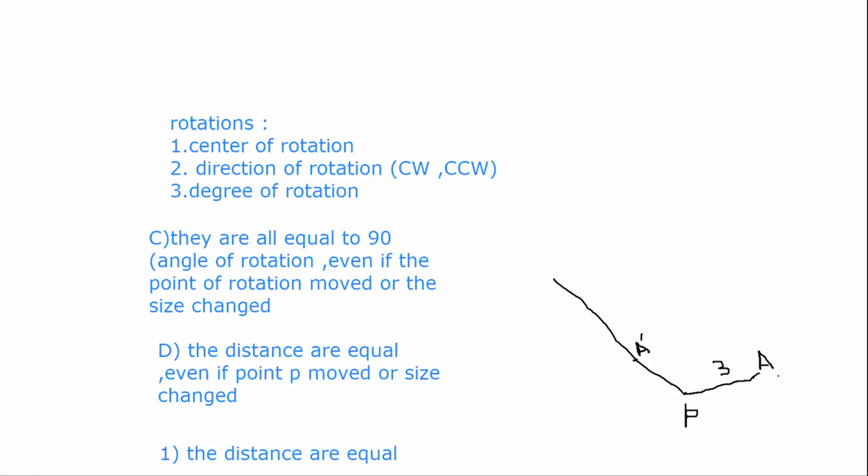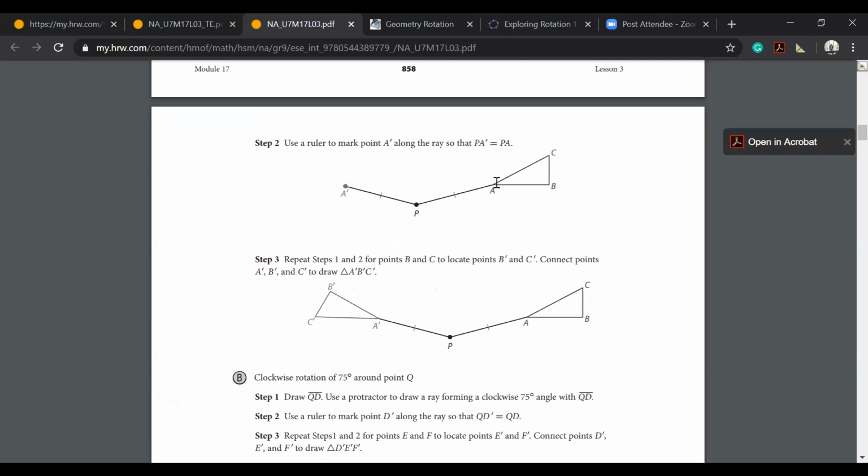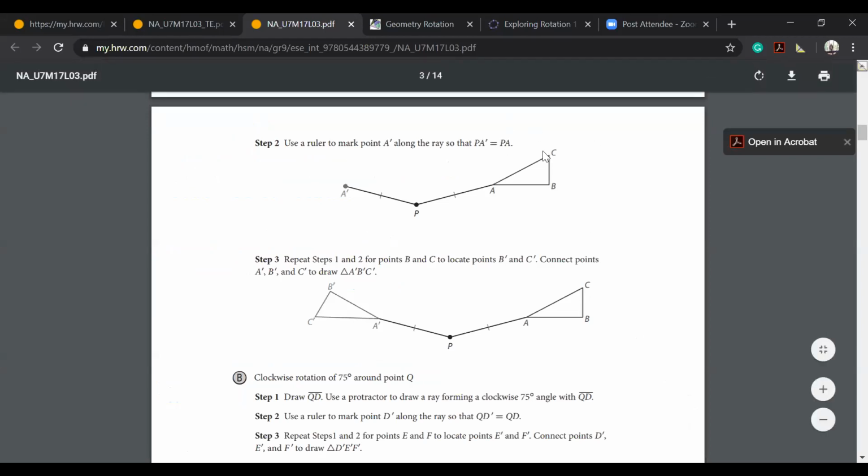Okay, let's go back to our book. What are you going to do? You are going to do the same thing for the other points. Remember, we have how many points to rotate? I have 3 points. I only did A till now. I have to do the same thing for B.